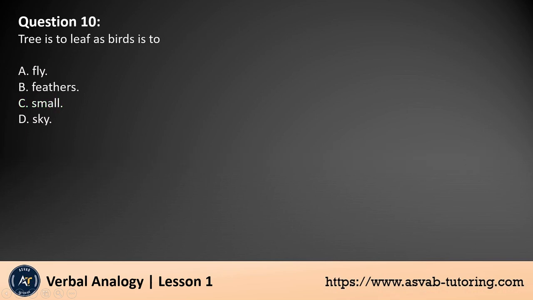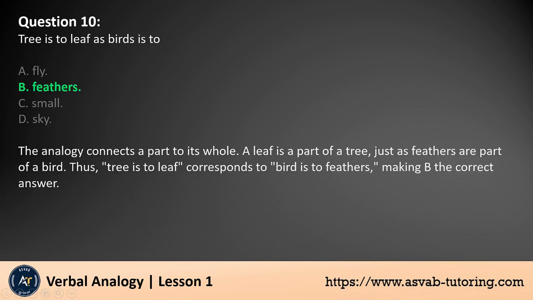Question 10. Tree is to leaf as bird is to: A. Fly, B. Feathers, C. Small, D. Sky. The answer is B. The analogy connects a part to its whole. A leaf is a part of a tree, just as feathers are part of a bird. Thus, tree is to leaf corresponds to bird is to feathers, making B the correct answer.